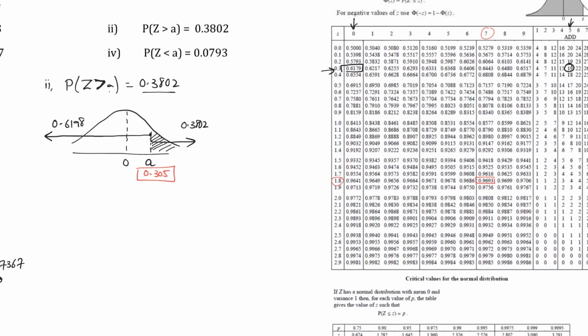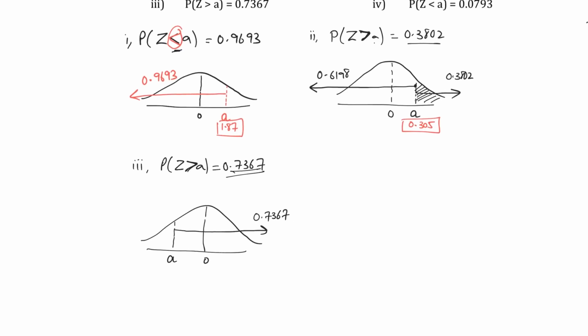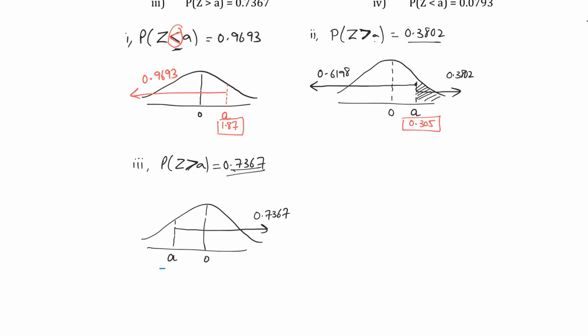0.7367 is the probability. Let's find it. We have 0.7357, and you will have to add 10 to make it 0.7367. So it's occurring at 0.633. But as per our sketch, it's negative 0.633. A is negative 0.633 because it is towards the left of 0.